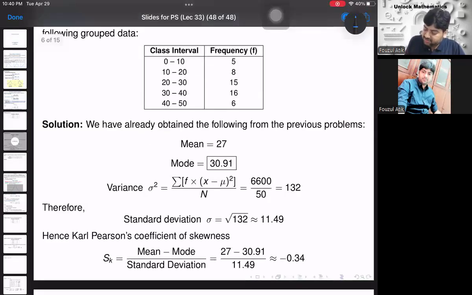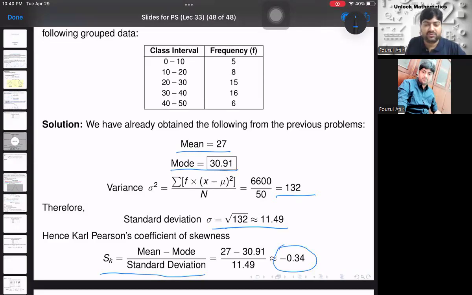So I'll just show you. As I said, we already calculated the mean, mode, variance, and hence the standard deviation in some of our previous lectures. Then the Karl Pearson coefficient, the first formula you have used, is mean minus mode divided by standard deviation. In this case, we have seen the value is actually negative. Therefore, it is negatively skewed. So the distribution of this curve has a long tail on the left hand side. I hope it is clear.